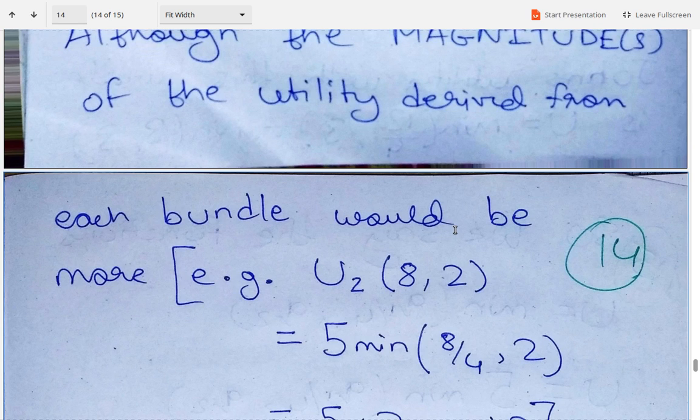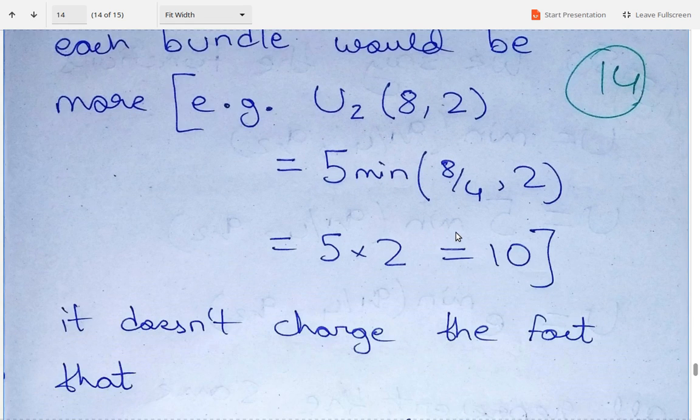For example, if you plug in the bundle (8, 2), which we used in our previous example, into the utility function u2, then you get the corresponding utility as 5 times the minimum of 8/4 and 2, which is 10, whereas previously the utility had just been 2 from the consumption bundle (8, 2).